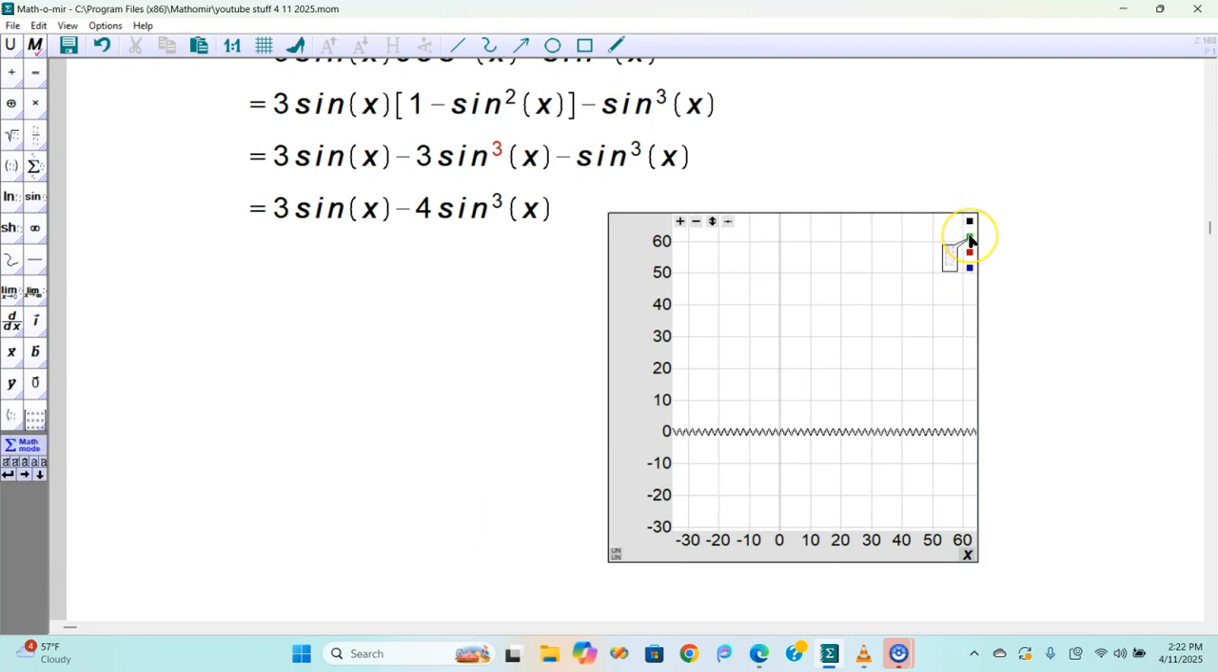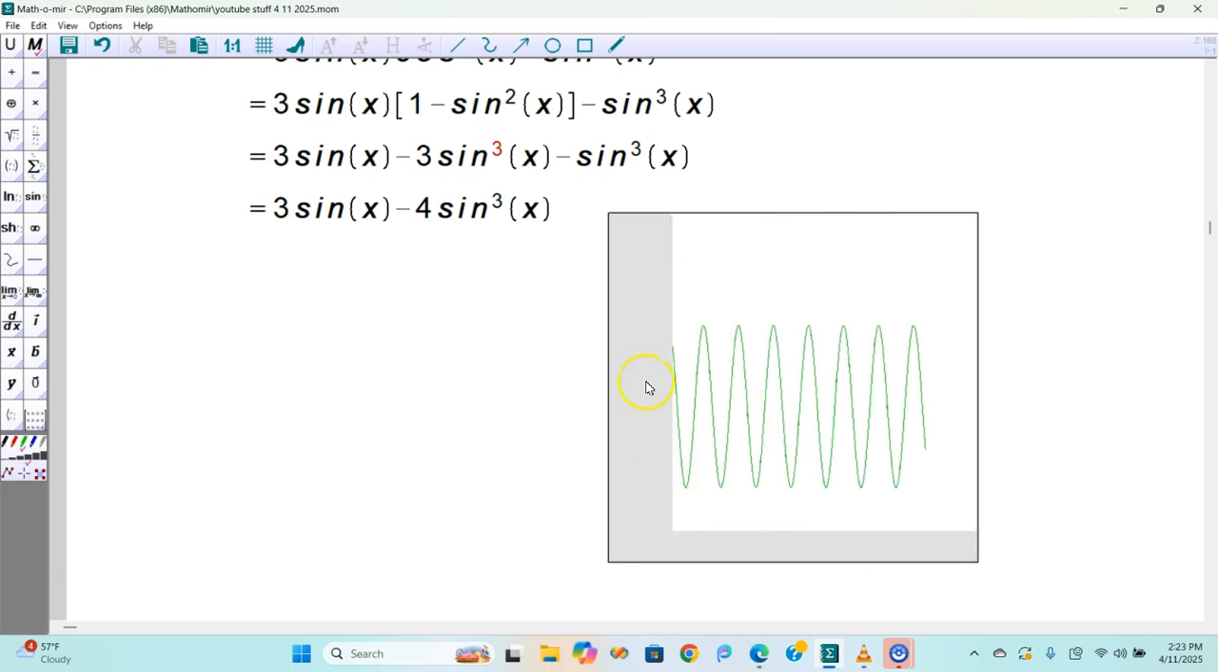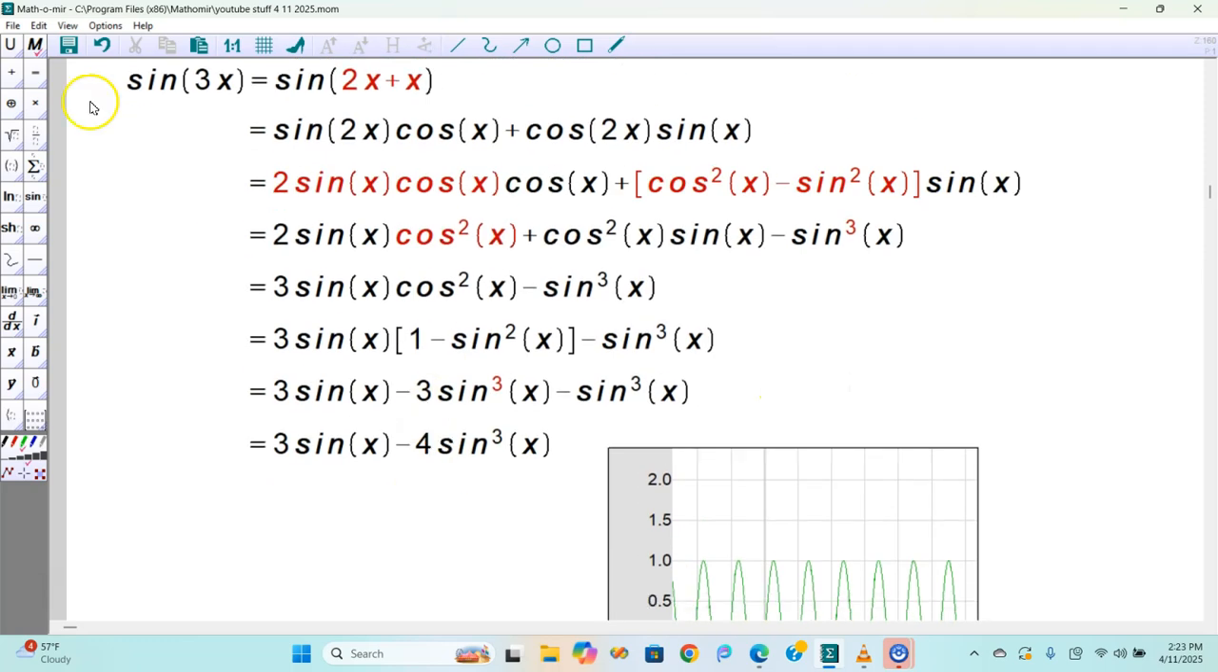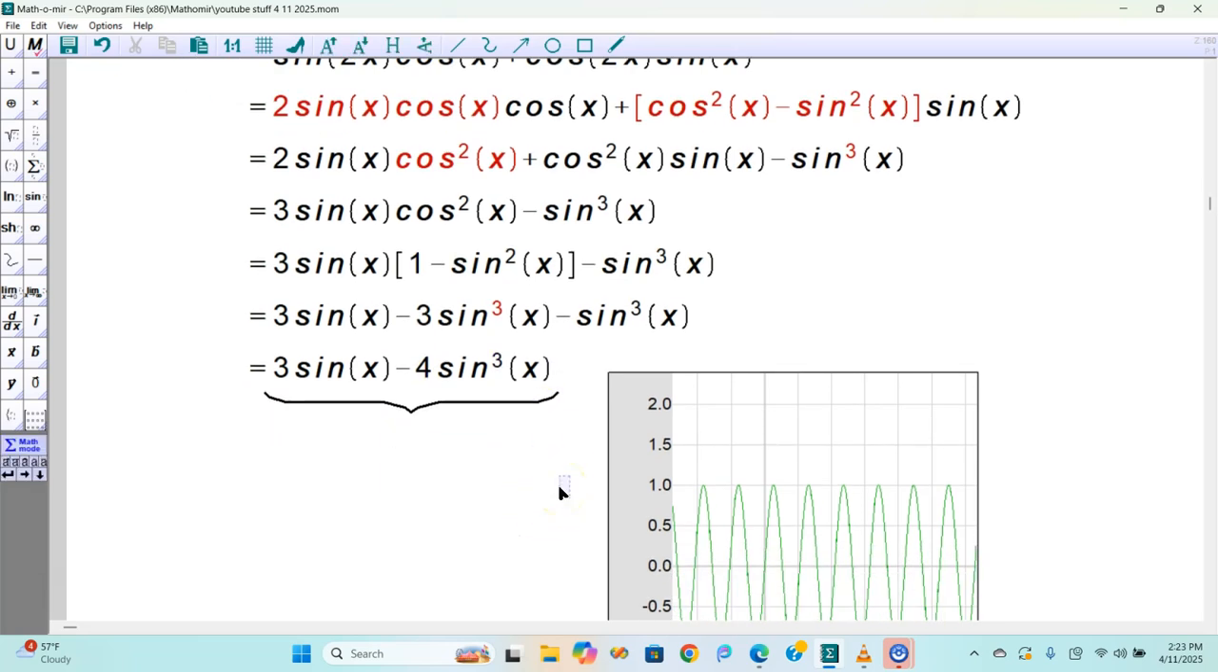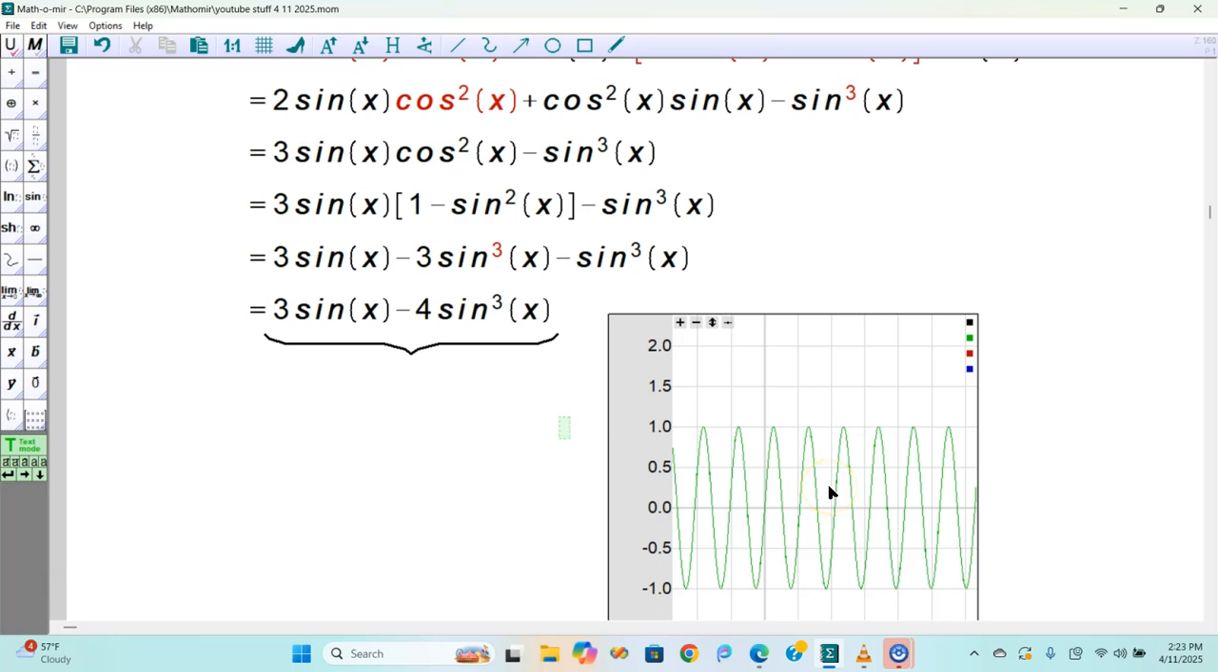For every x, you get the same y. So 3 sine x minus 4 sine quantity cubed x. Graph them both. And you see how they overlap perfectly. Look at the curves right here. They overlap perfectly. Had I made any mistakes, then where I began over here and where I ended would be unlikely to produce perfectly overlapping graphs.